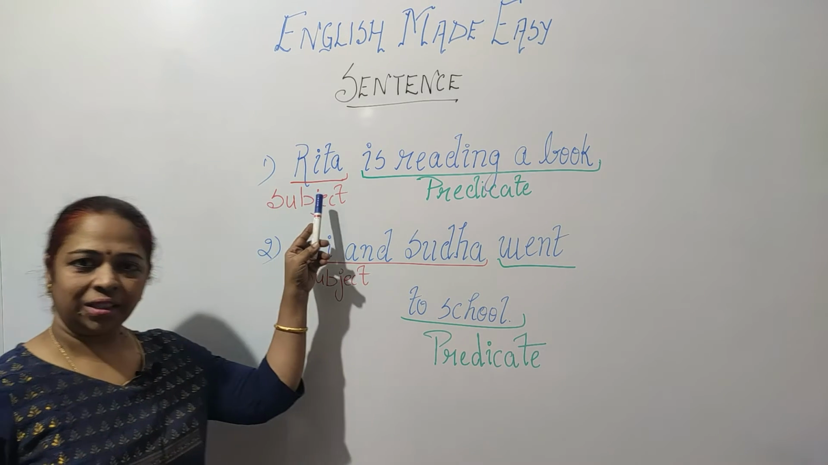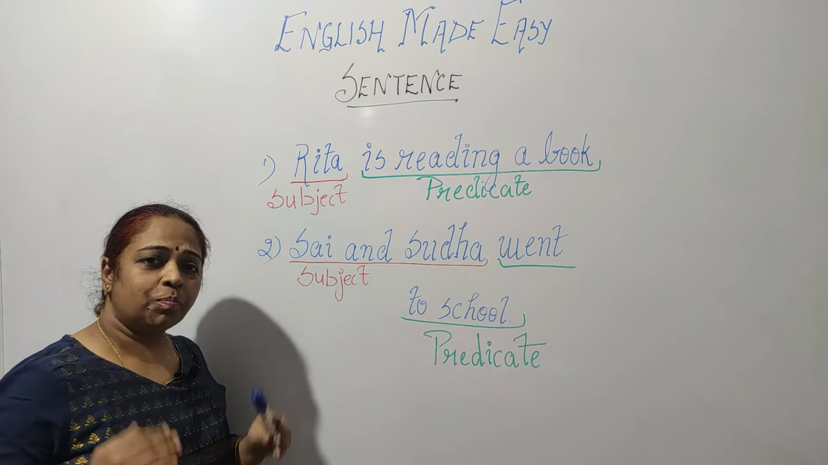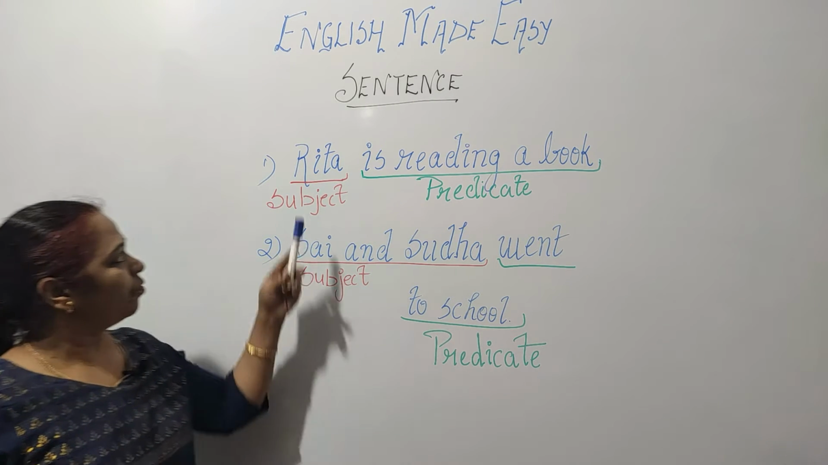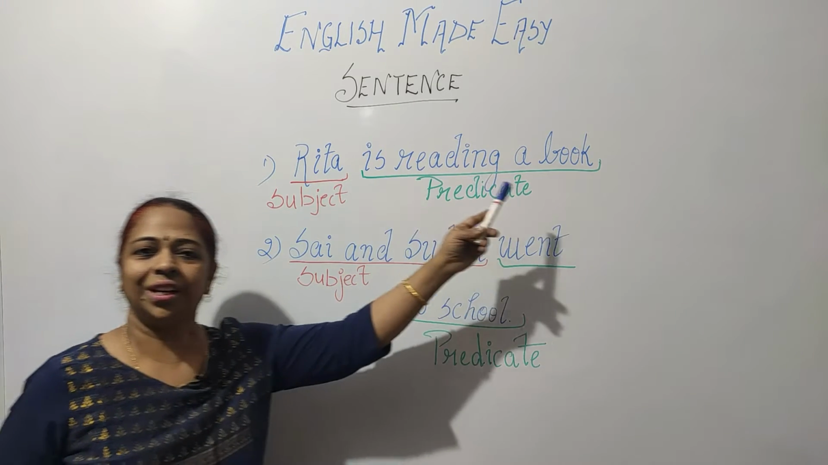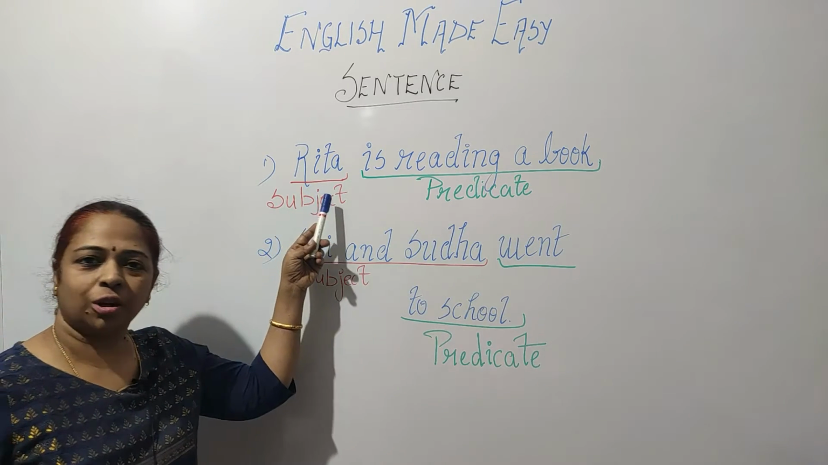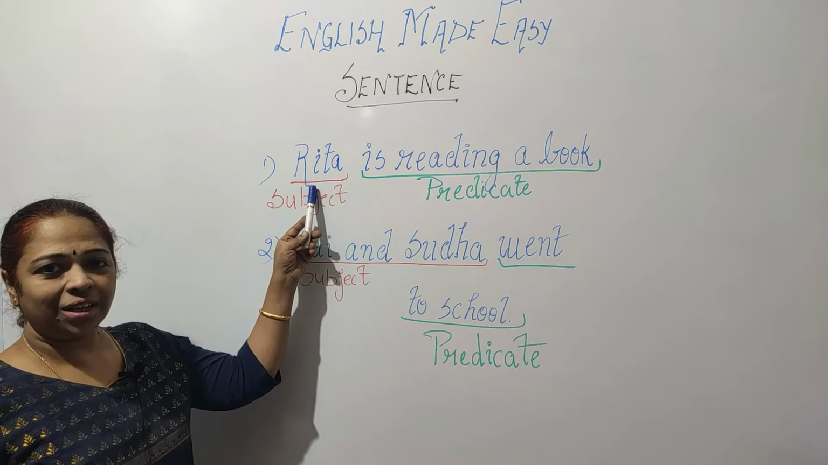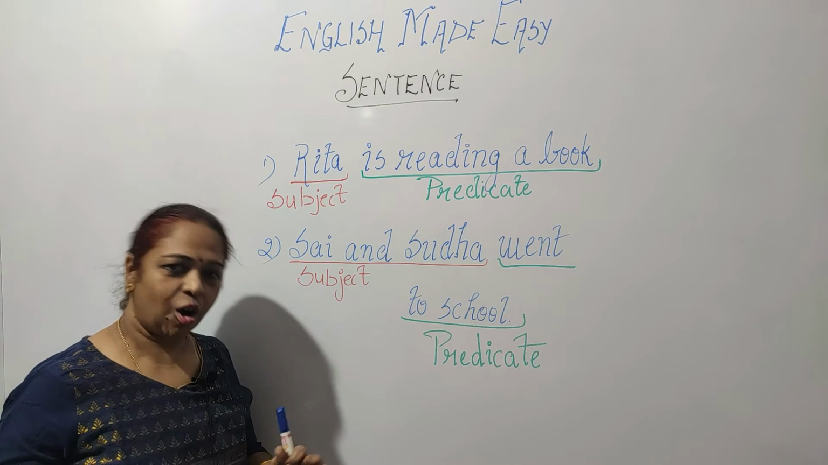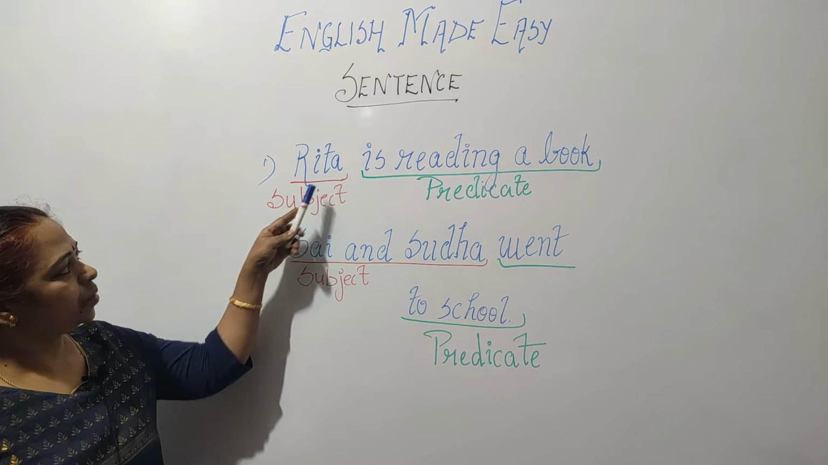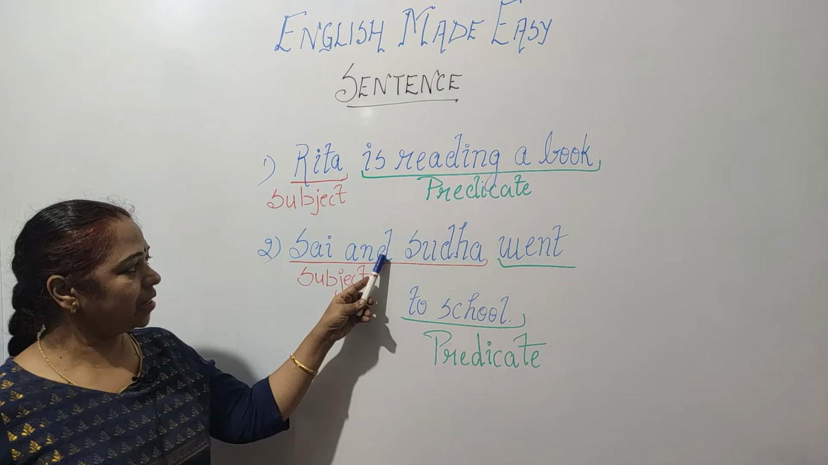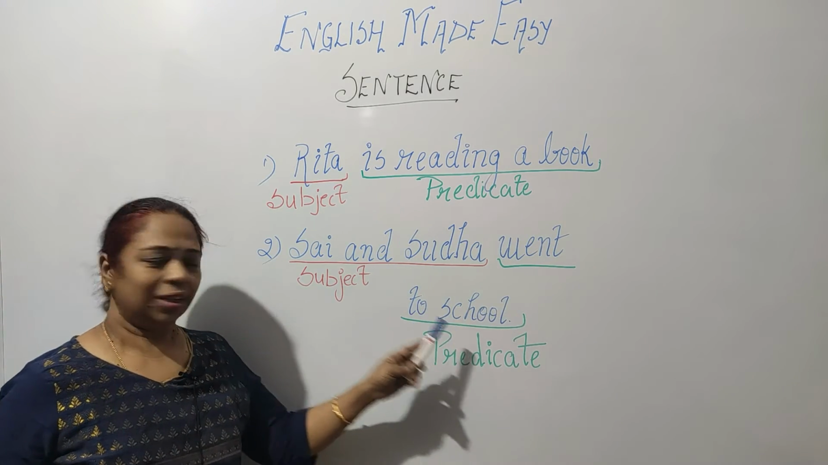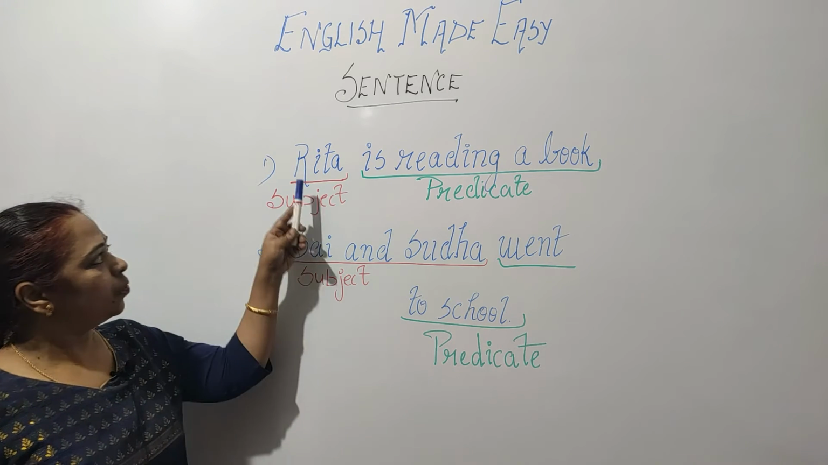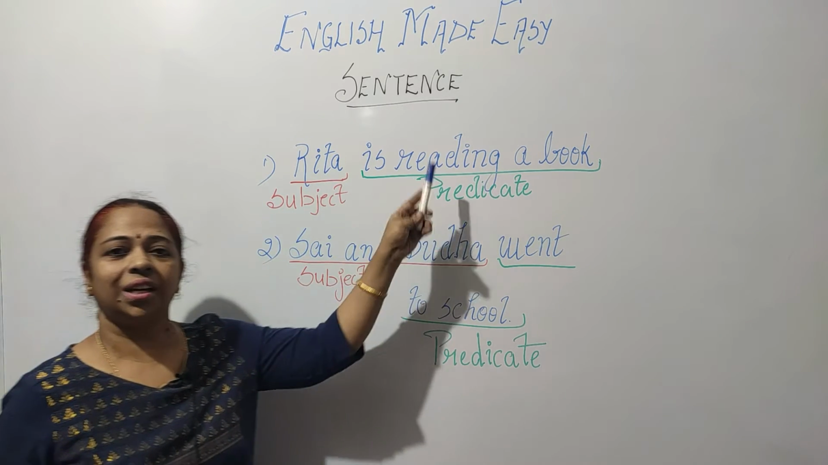So the first one is the name of the person or the thing about whom we are going to talk about. For example, Rita is reading a book. In this, we are going to talk about Rita. So Rita is the subject. Subject can be a single word or a group of words. For example, here we have Sai and Sudha went to school. So here Sai and Sudha is the subject.